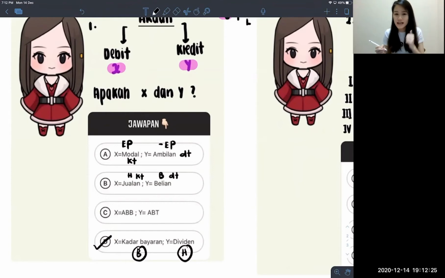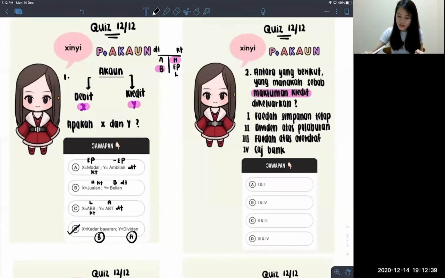Okay, so last one, ABB and ABT. This one also wrong, terbalik, because ABT is an asset. It's supposed to be on debit side, while ABB is liability, so should be credit. So final answer B. Okay, next one, question number 2.